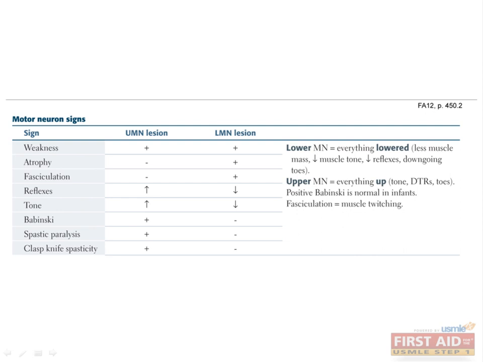The motor neuron signs are critical in helping you localize a neurological lesion. Upper motor neuron lesions are problems somewhere in the cortex or the spinal cord. Identifying features of upper motor neuron lesions are hyperreflexia, positive Babinski and Hoffman reflexes, and increased tone and spasticity.